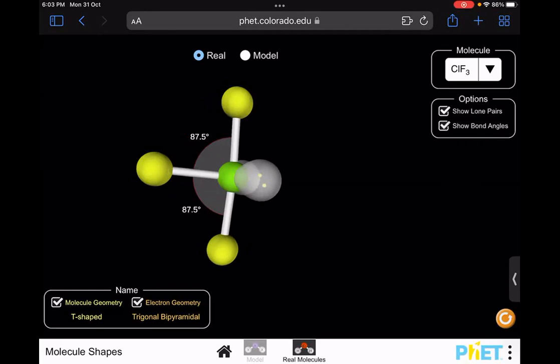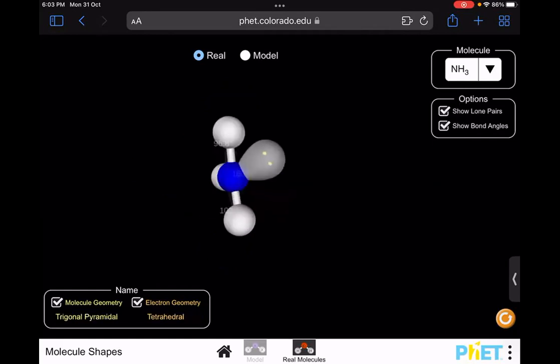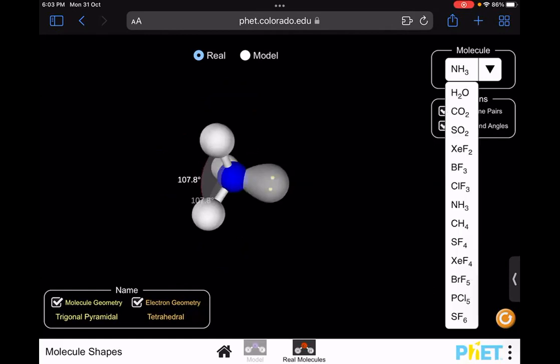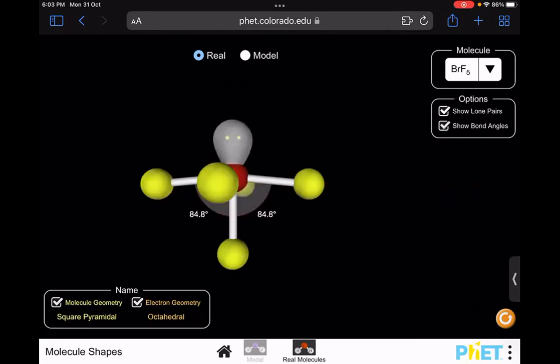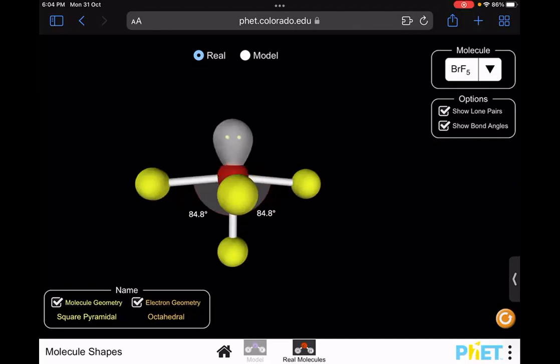And then if you take a molecule like ammonia, look at this. One lone pair, so the bond angle is 107 degrees. And then BrF5. So why is it square pyramidal? Actually, you will get the octahedral geometry, then you will get the square pyramidal.